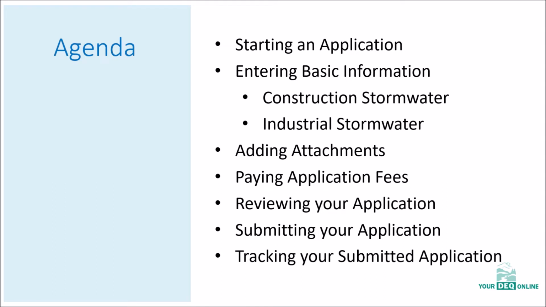The application process is largely the same for construction and industrial stormwater general permits. The main difference is the basic information required, so we'll go through that section in detail for each permit. Otherwise, the instructions provided will apply to both industrial and construction applications.